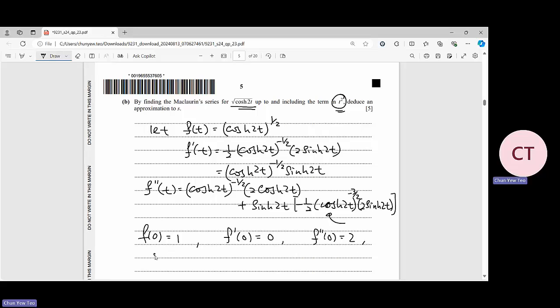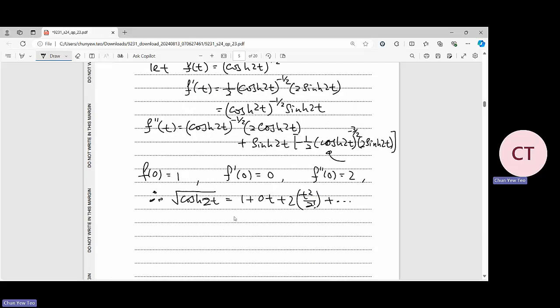Okay. So therefore, your f(t), your square root of cos 2t, is approximately, okay, maybe we just say equal first. I don't want to use approximation sign. So it will be 1 plus the 0t plus the 2t squared over 2 factorial plus dot, dot, dot. That means the terms continue, but we just need to show until t squared. So this one will be approximately the same as 1 plus t squared.